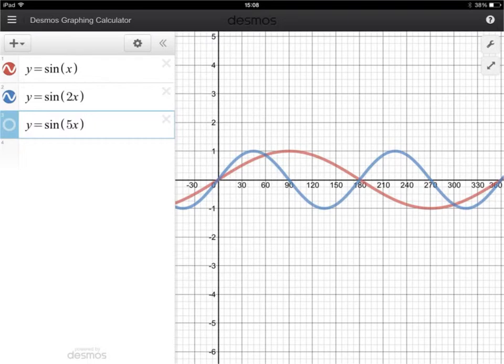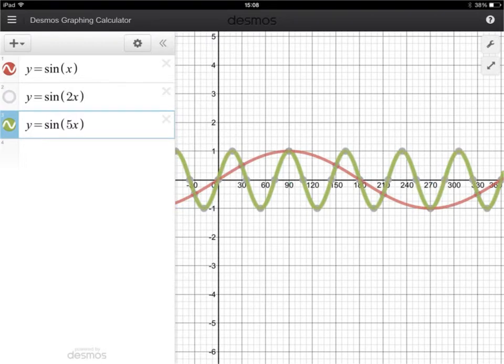If you look at the blue one, it's going up to the top, down to the minimum, and it's done the full sine revolution by the time we get to 180 degrees. And then it does another full sine revolution within 360. So we're actually getting two sine graphs in 360 degrees instead of one. And that's exactly what this number in front here does.